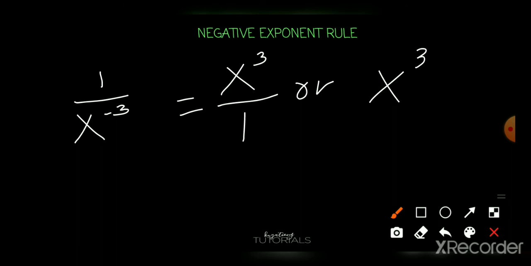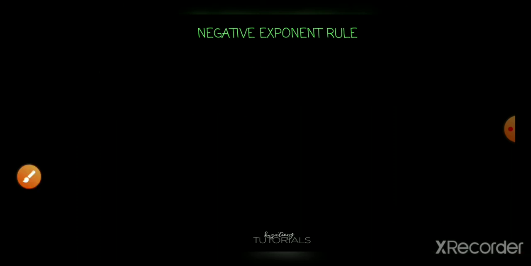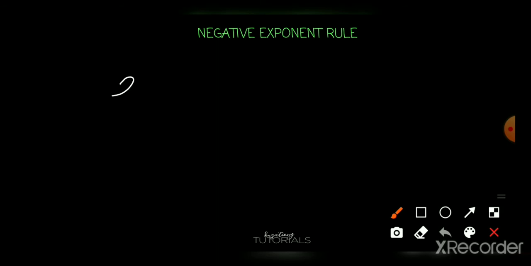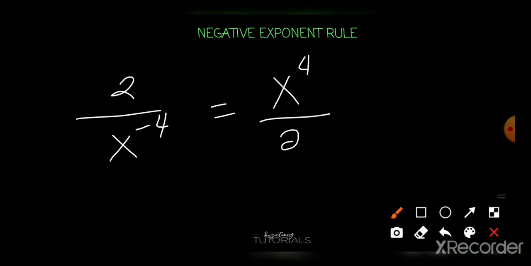Okay, so let's have an example: 2 over x to the power of negative 4. Of course, we flip it. So it becomes x to the power of 4 over 2.